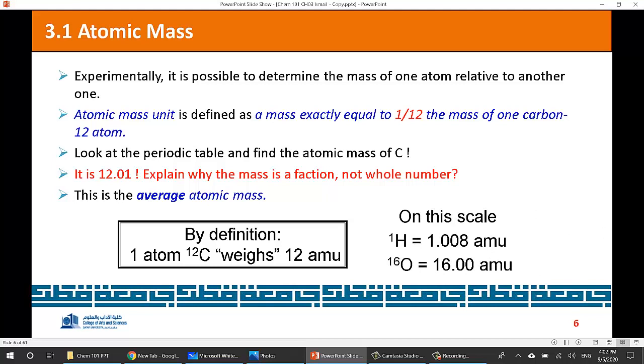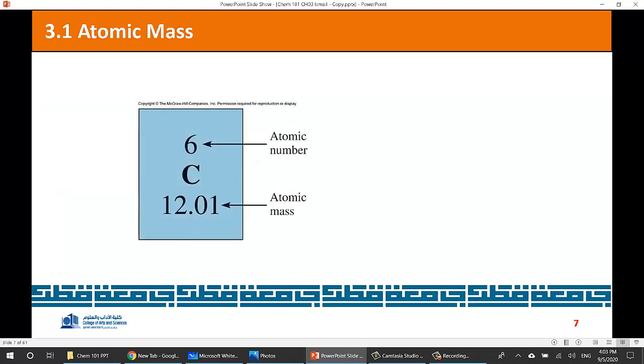Meanwhile, we defined all the other elements based on carbon. So hydrogen 1, for example, the isotope of hydrogen that has one atomic mass, has a mass of 1.008 AMU based on carbon. And oxygen 16 is 16.00 AMU. So all the other elements have atomic masses based on carbon.